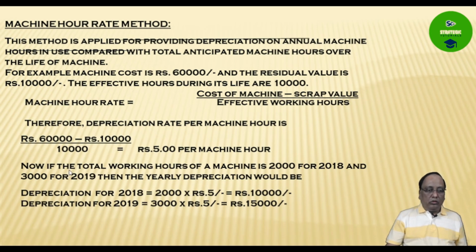So if the total working hours of the machine is 2,000 for 2018 and 3,000 for 2019, the yearly depreciation for 2018 would be 2,000 into 5 rupees, that is 10,000, and the depreciation for 2019 will be 3,000 into 5 rupees, that is 15,000. So this is basically the calculation of the machine hour rate method.